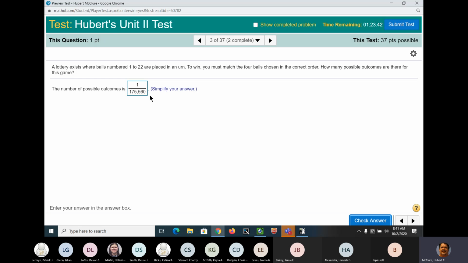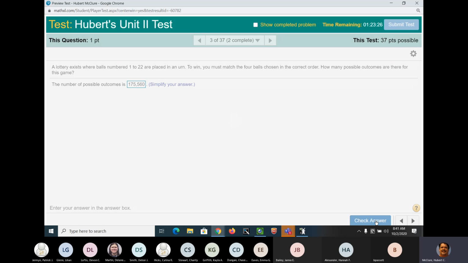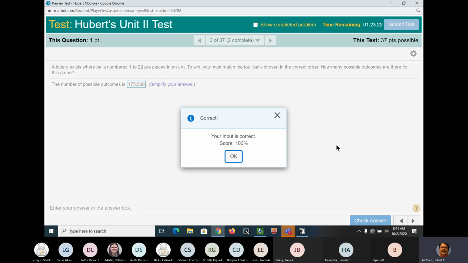Okay, so I'm going to type in the denominator. So I'm going to get rid of the fraction. 175,560. That's it. So see, to me, that question is deceiving. Okay, but to win, you got to buy a ticket. So okay, this might be where they get out of it.